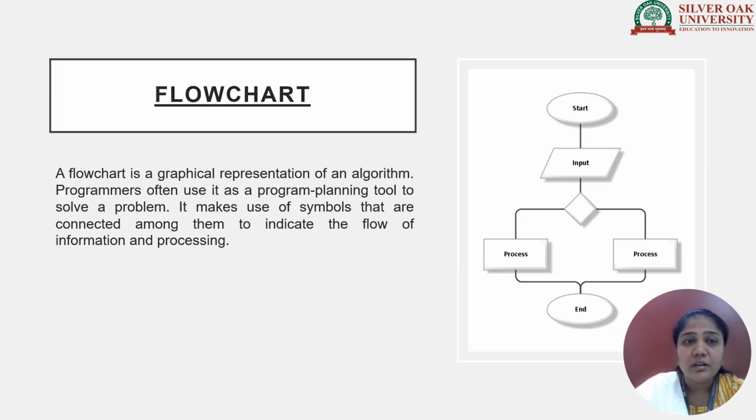Flowchart. Algorithm and flowchart are the initial steps before writing any program. Algorithm is nothing but a set of instructions written in any particular language, while flowchart is doing the same thing but with the help of graphical representation. The instructions that we write in the algorithm are now represented in a graphical way. So flowchart is a graphical representation of an algorithm.